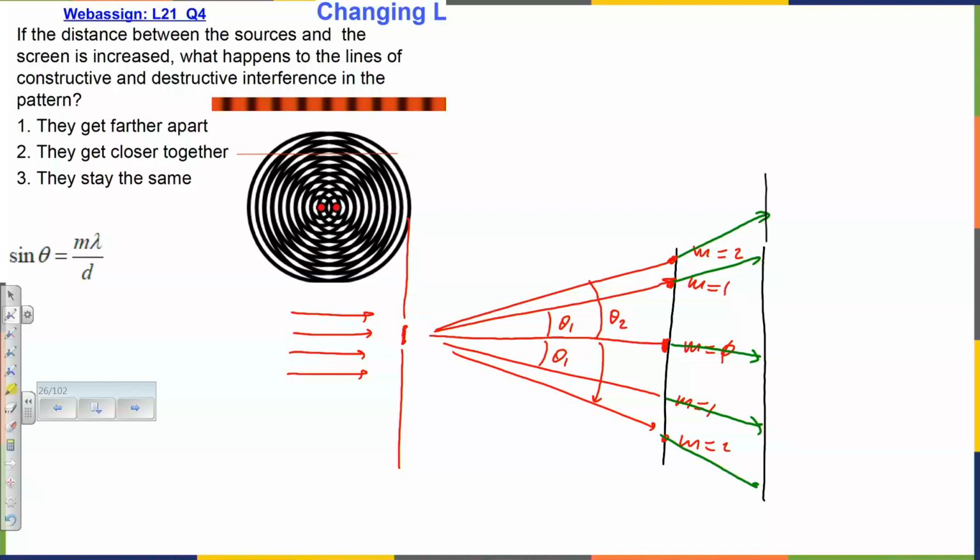And what should we see? What is happening to this distance? The distance between two adjacent fringes increases. So the picture, the pattern expands. And if we move it backwards, the pattern shrinks. So this distance between the slits and the screen affects the pattern. How? Well, if this distance increases, the distance between two fringes increases.